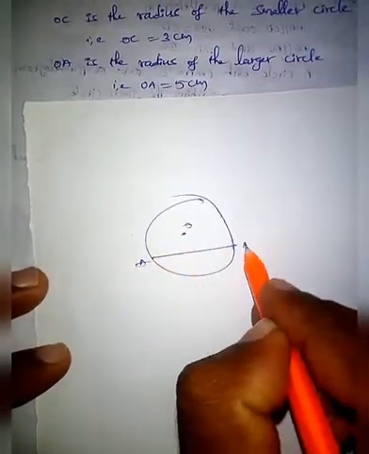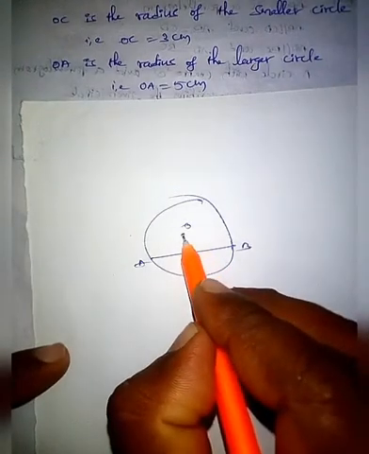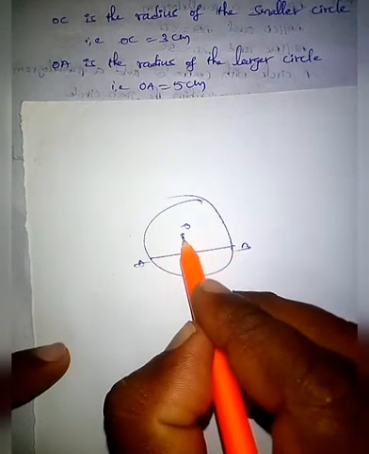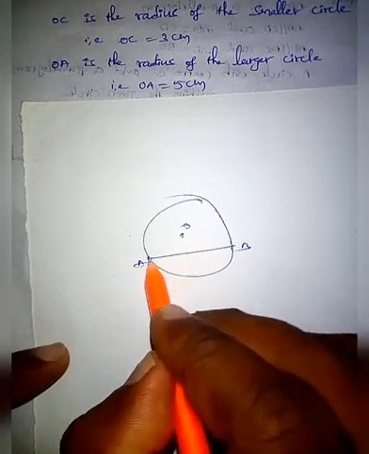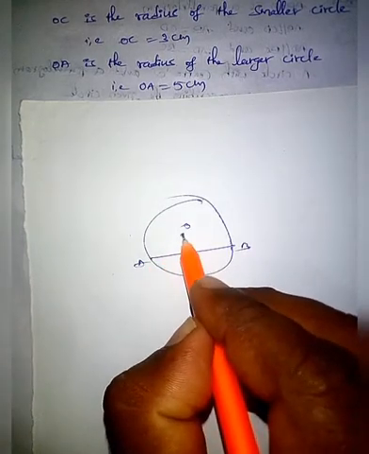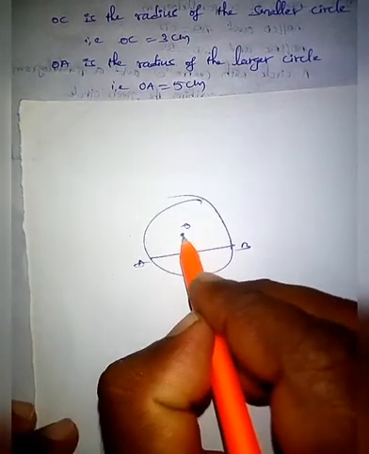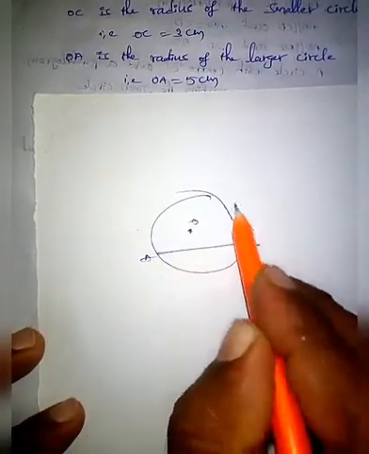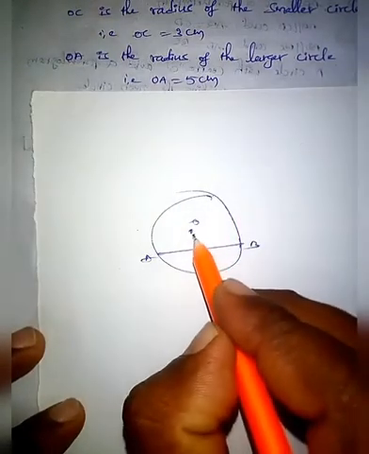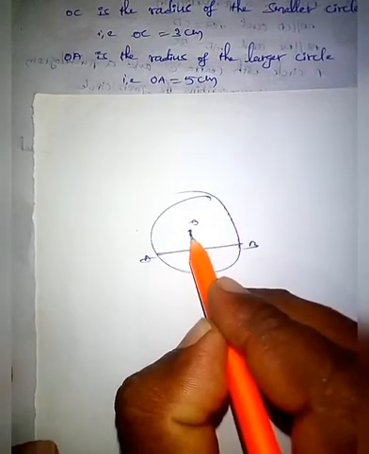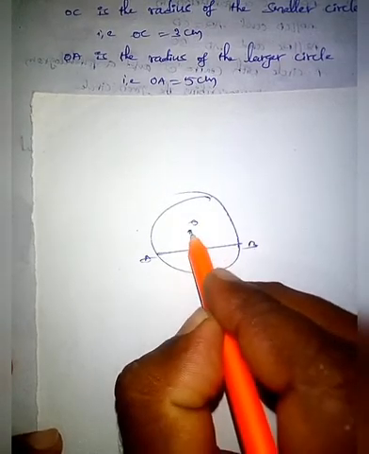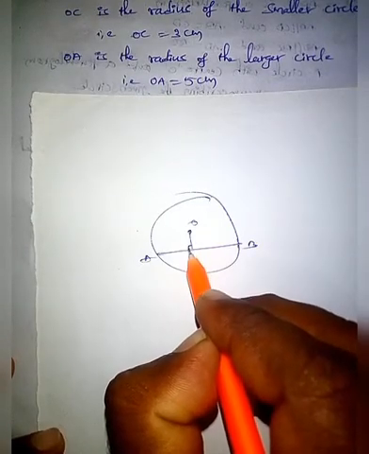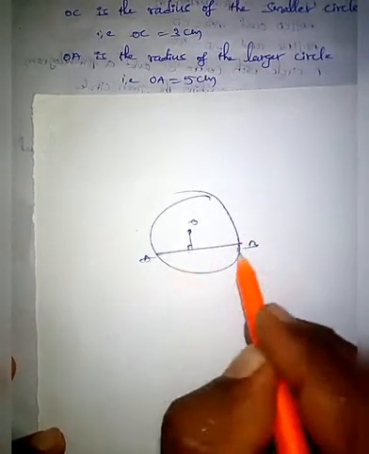Okay, if there is a circle and there is a chord, so this is the center of the circle and this is the chord of the circle. If a perpendicular is drawn from the center of the circle to this chord, it will bisect the chord. For example, this is the circle with center O and AB is the chord of this circle. Now we are going to draw a perpendicular from the center of the circle to this chord. So this is the perpendicular, it will bisect the chord of the circle.